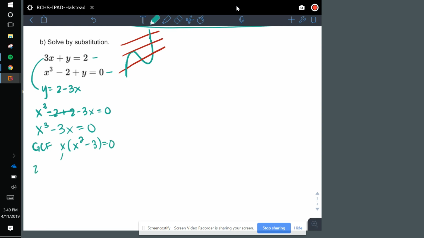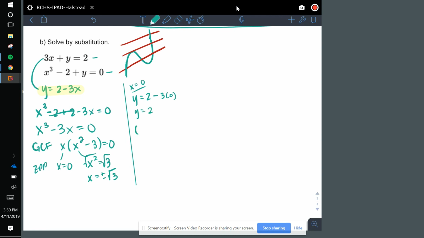So using zero product property, I get x is equal to 0, or x squared can equal to 3, which means that when I square root these, I get plus or minus root 3. So again, we are not done. We're going to have to solve for the y's. So I'm going to use this equation that I rewrote since it's already solved for y. So x is equal to 0. Y is equal to 2 minus 3 times 0. So y is equal to 2. So I get a point of intersection at 0, comma 2.